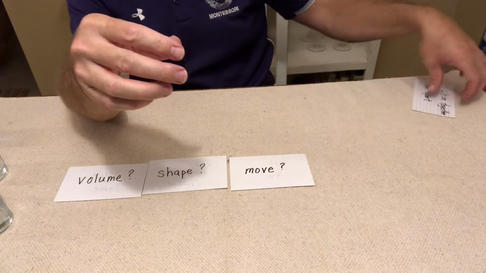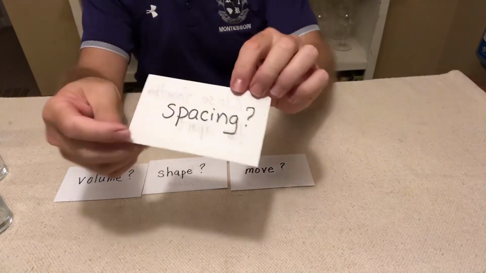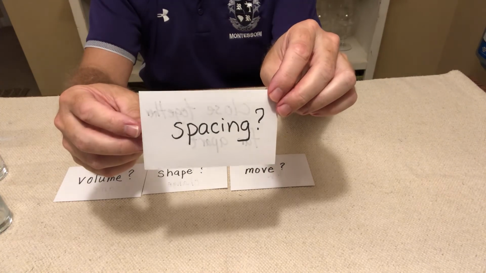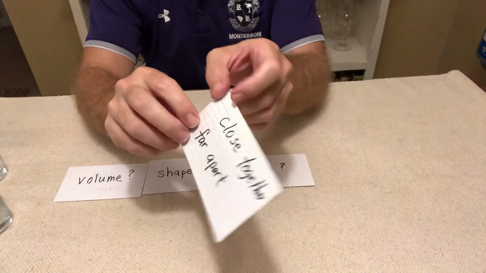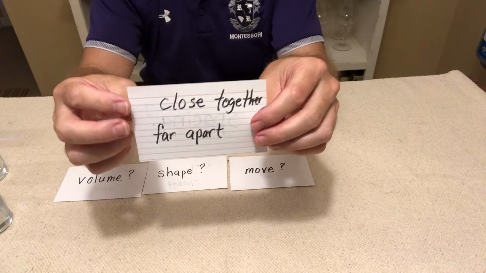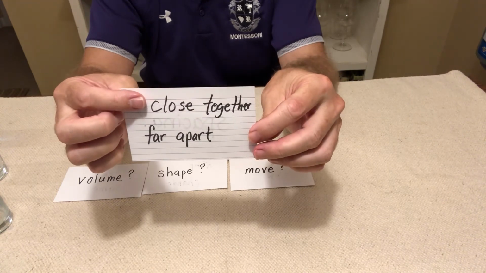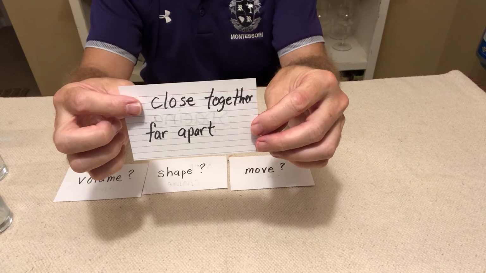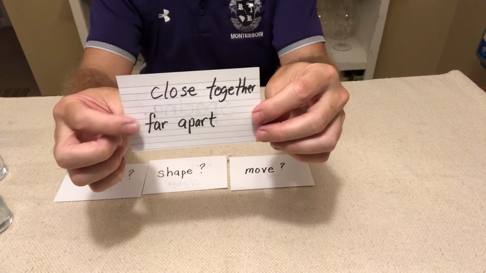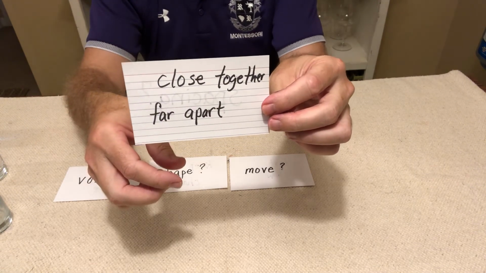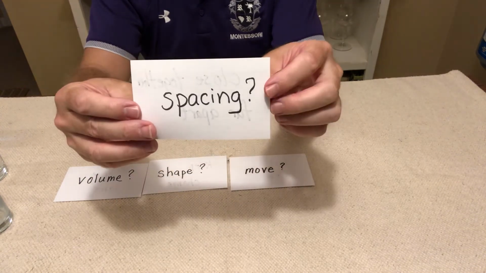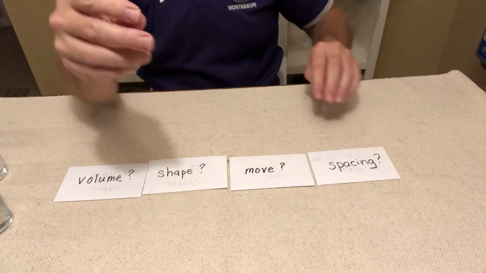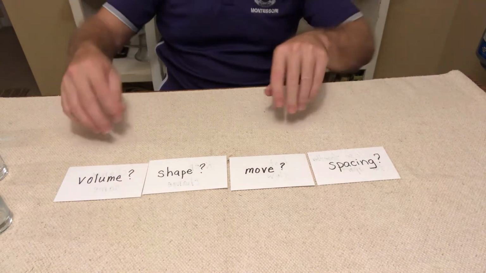And the last thing is the spacing. How are those little particles that we can't even see, but we know they're there, how are they spaced in a solid? Are they close together or are they far apart? Are they close together in a liquid or not? And what about in a gas? Okay, what is the spacing like in those 3 different types of matter?